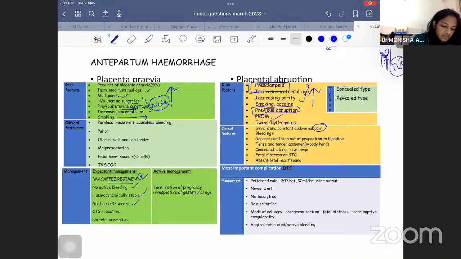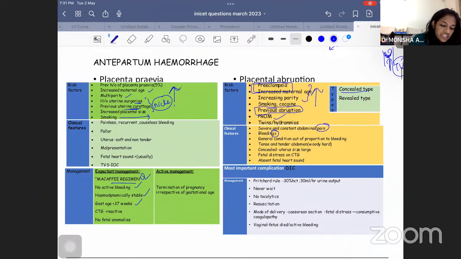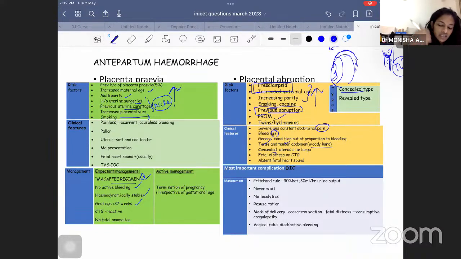Next is the clinical features. They present with abdominal pain, bleeding plus or minus, depending on the type. If it's a revealed abruption, they will present with bleeding. If it's concealed, blood will keep accumulating behind the placenta, which will lead to an increase in the fundal height. You'll have a tense, tender abdomen. General condition is out of proportion to bleeding. In concealed abruption, the uterine size is larger. Fetal distress can be seen in CTG. Absent fetal heart sound can also be seen.